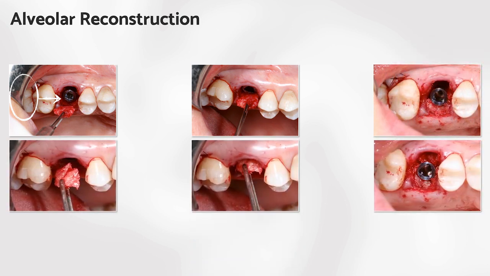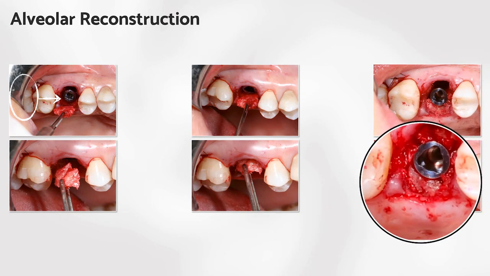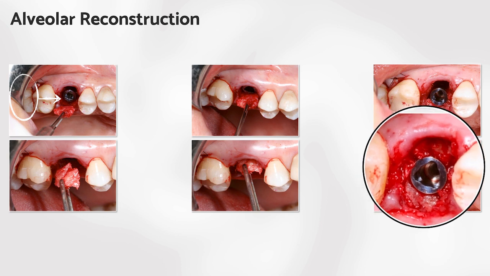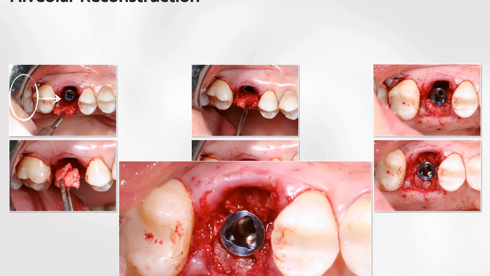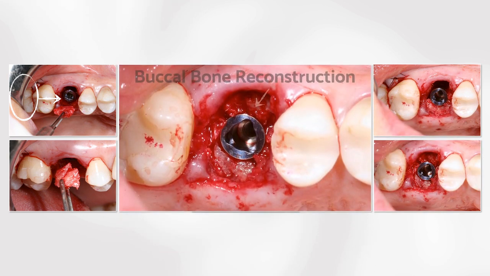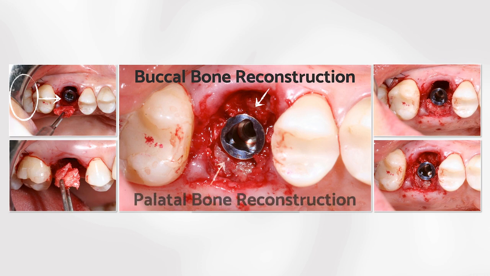And we did the same in the buccal aspect. We insert a corticocancellous graft plus particulate bone, and now you can see the presence of bone all around the head of the implant. So in this case, it was performed the buccal bone reconstruction and the palatal bone reconstruction, and bone filling all around the implant.